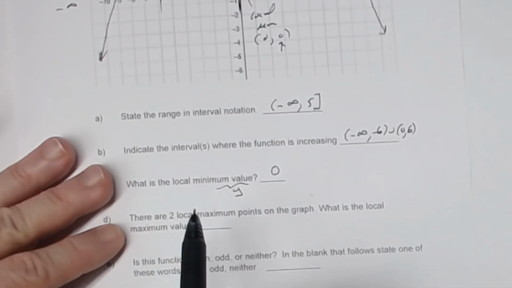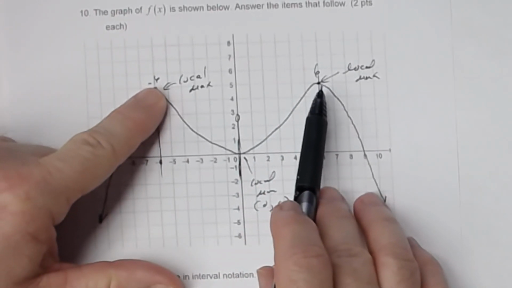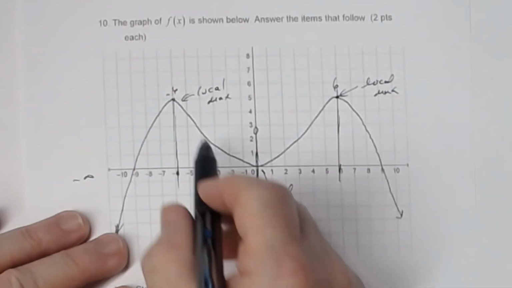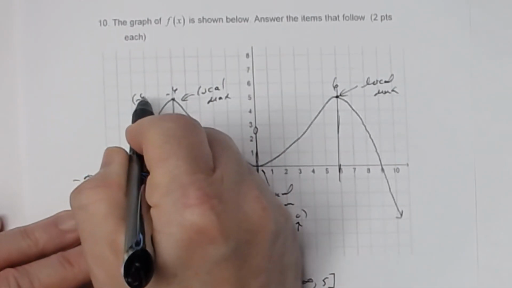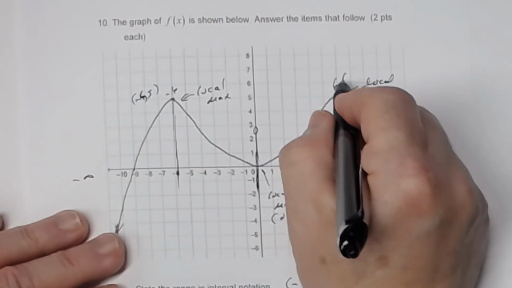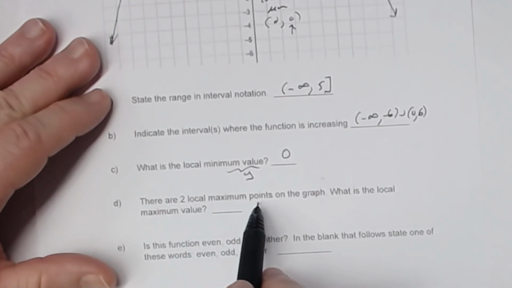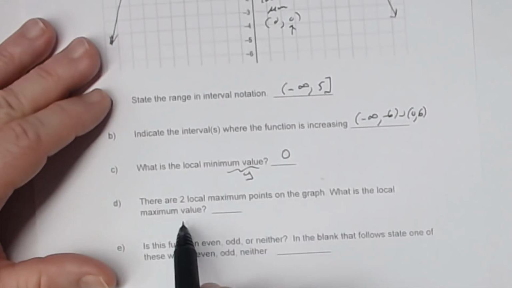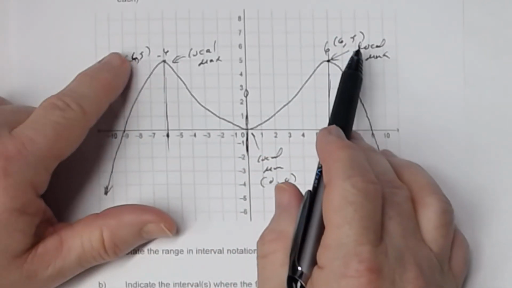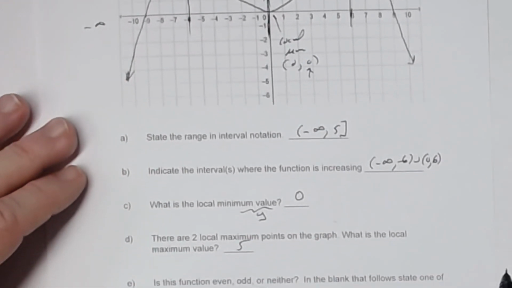Now, I gave you a hint here because I knew this was going to be confusing for you, because there are 2 points that are local maximums and they both have the same y value. So you see this point here is negative 6, 5. And this point here is 6, 5. And so there are 2 local maximum points in the graph. What is the local maximum value? There's only one answer I needed there, and that was for you to recognize that both of these values are 5, so you're just going to say 5.